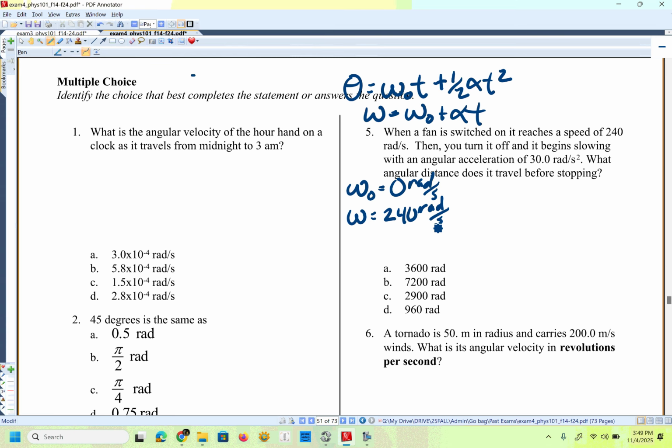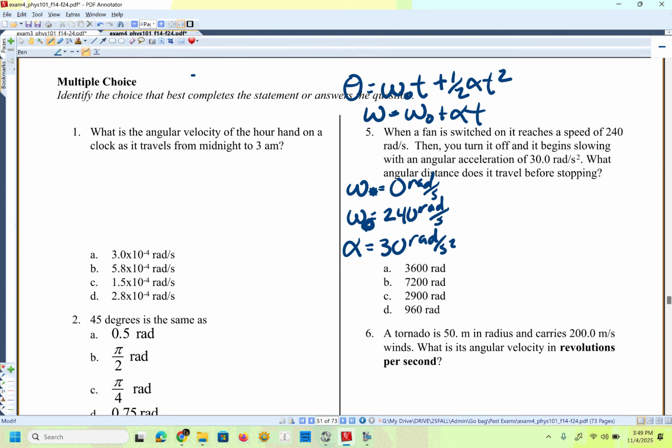Oh, no, and then you turn it off, and it begins slowing with an angular acceleration of 30 radians per second squared. So alpha is equal to 30 radians per second squared. And let's just correct this: this is omega initial, and this is omega final. Or excuse me, this is omega initial, and then it goes down to 0. You turn it on, it reaches a speed of 240 radians per second. Then you turn it off, and it begins slowing with this angular acceleration.